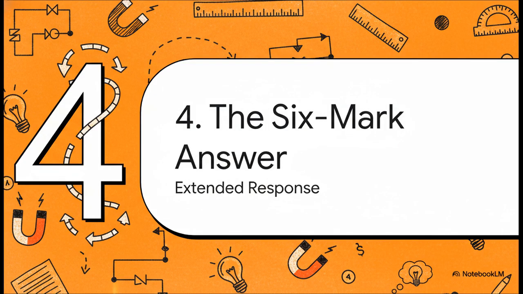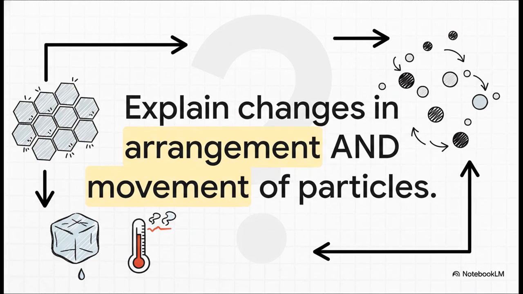All right, here we go, the main event, the 6-mark extended response question. This is where you have to build a proper, logical explanation. Now, I know they can look a bit scary, but they are so manageable once you know what the examiner is looking for. The absolute key here is to pull the question apart before you even write a single word. It asks you to explain the changes in the arrangement and movement. See that word "and"? That's a huge clue. You must talk about both things to get top marks.